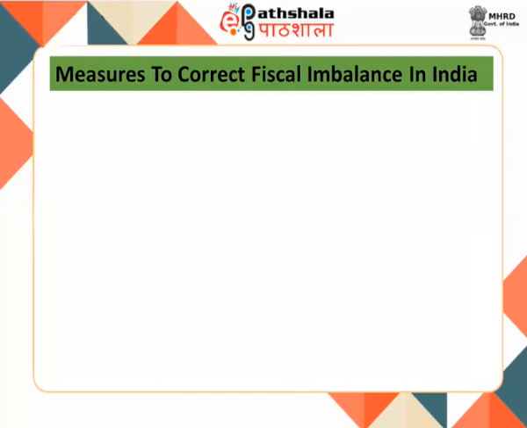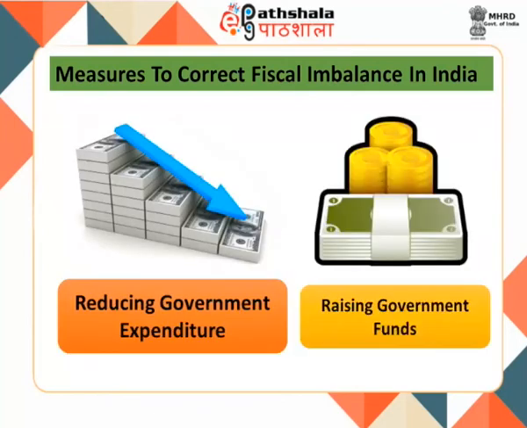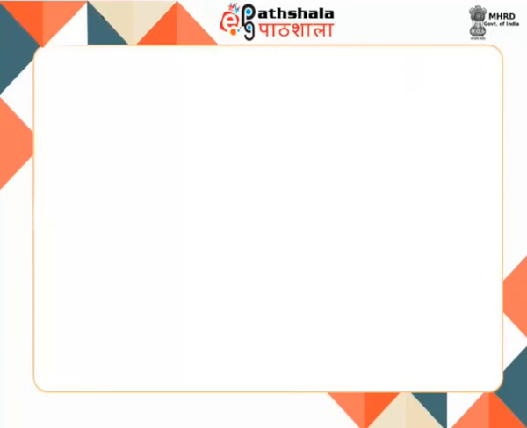Fiscal imbalance can be corrected by, 1. Reducing government expenditure. 2. Raising government funds. Let us discuss these measures individually. Reducing government expenditure. Reducing interest burden.